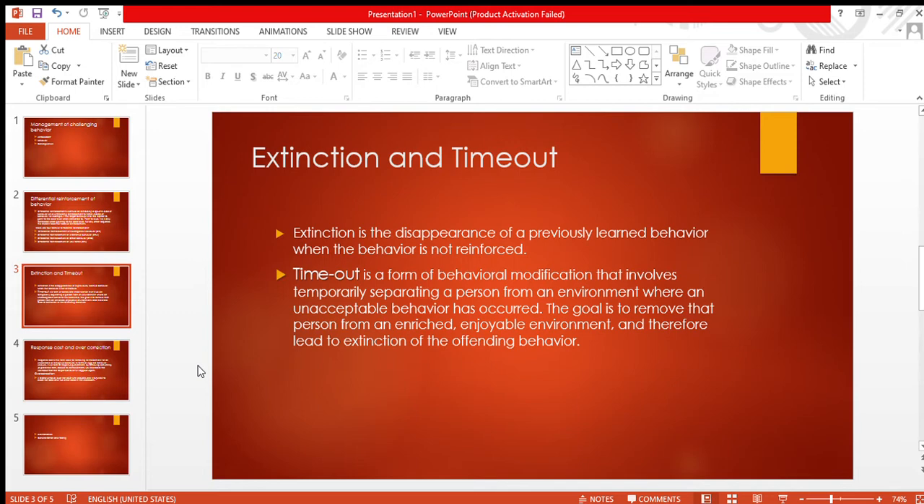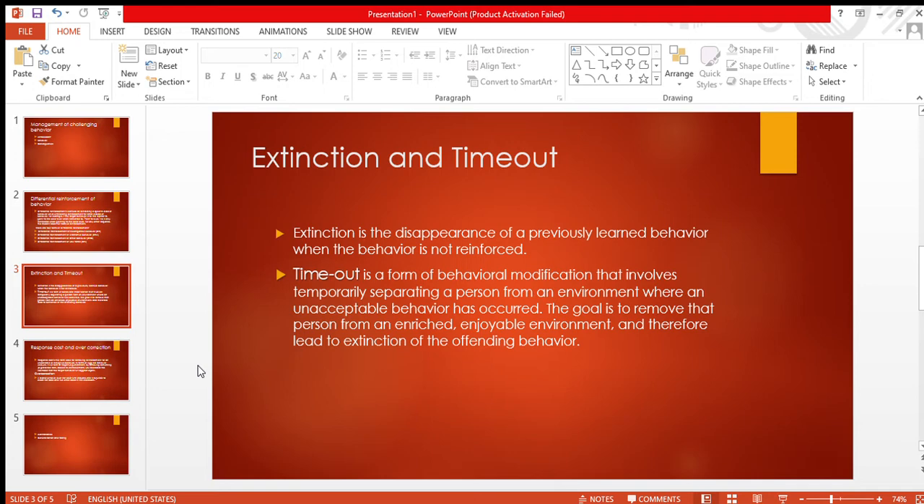Next we have timeout. Timeout is a form of behavioral modification that involves temporarily separating a person from an environment. What we do in timeout is pick the child from the situation where they are enjoying and not listening to the instructions of the person who is giving instruction. We simply take them away from that and put them in a place away from all this enjoyment, where they were previously enjoying happily. So when we put them in the timeout area, they will learn: we should listen to the instructions, if not we will face these situations.